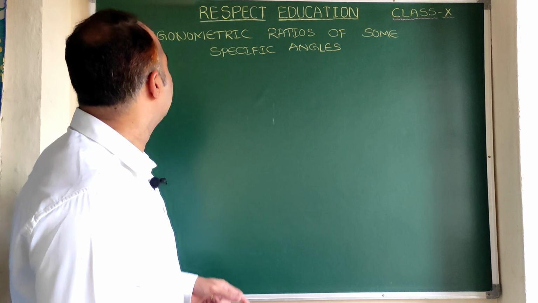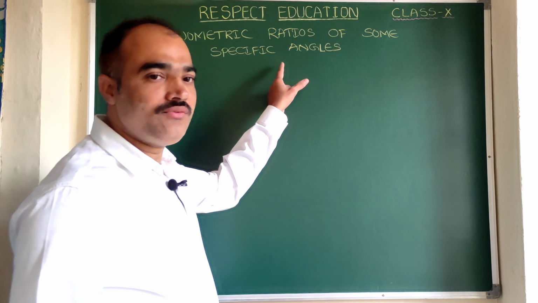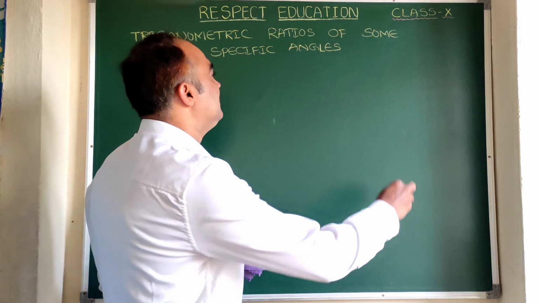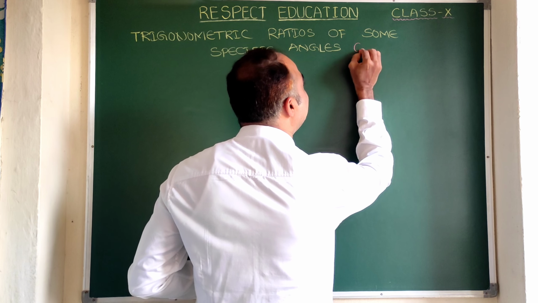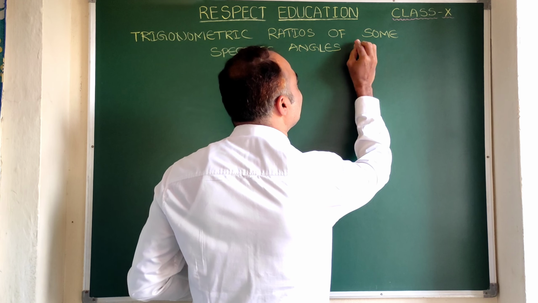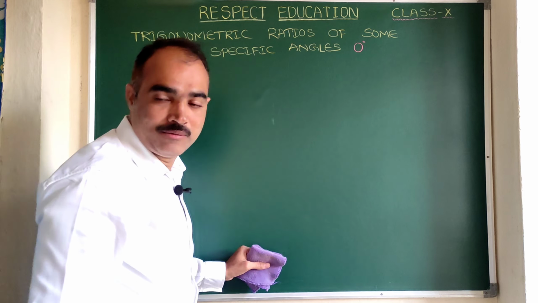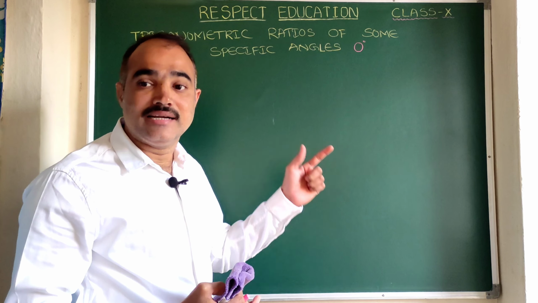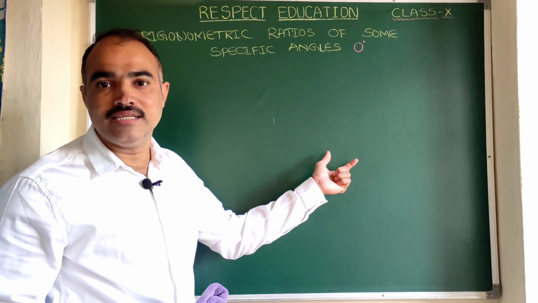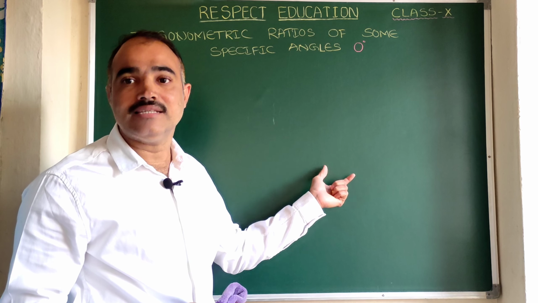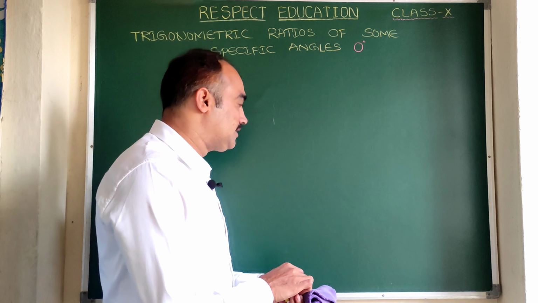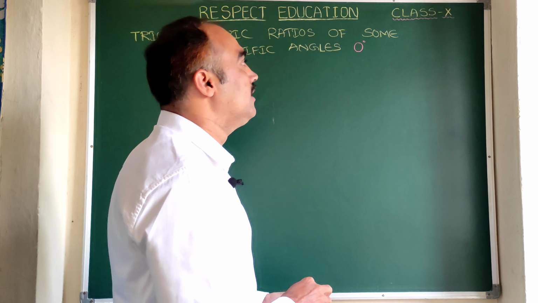Okay, now we see trigonometric ratios of some specific angles. In this lecture today we will see about 0 degrees angles. That means you are going to know about sin 0 degrees, cos 0 degrees, tan 0 degrees, cosecant 0 degrees, secant 0 degrees and cot 0 degrees. Clear? So first, what is meant by 0 degrees?